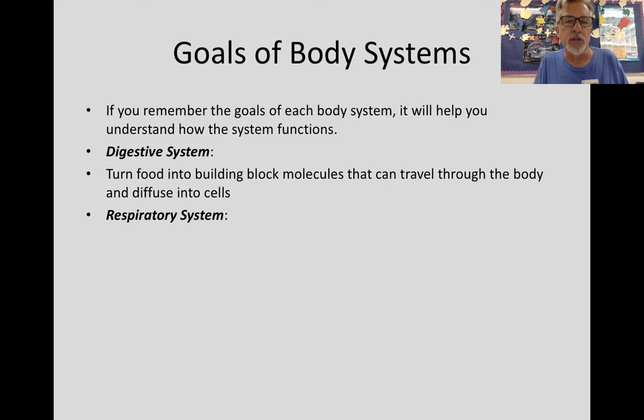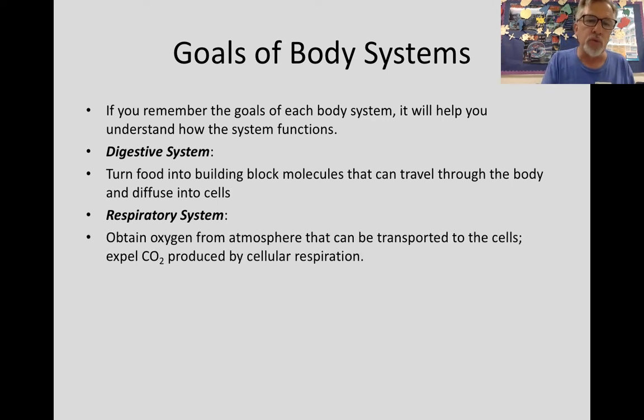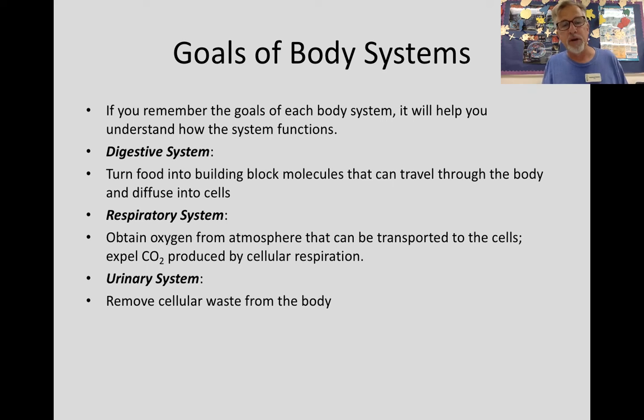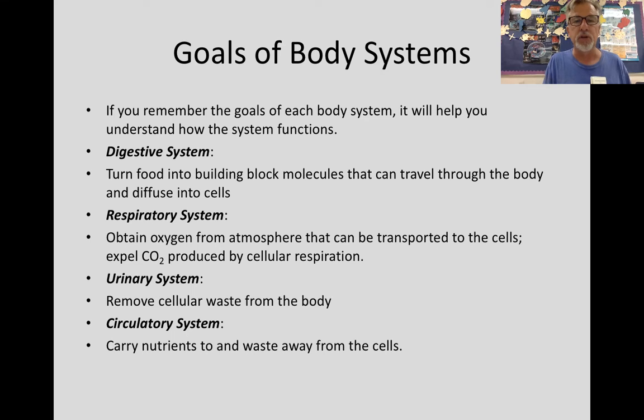What about the respiratory system? What's its purpose? Well, it has a dual purpose. One is to obtain oxygen from the atmosphere, which is then going to be transported through the body to the cells. And the other is to expel the waste product of cellular respiration, which is carbon dioxide. What about the urinary system? What's its goal? Well, the urinary system has as its primary goal the removal of cellular waste from the body. And the circulatory system, what's the circulatory system's goal? It's to transport materials, nutrients and waste, to the cells and away from the cells.